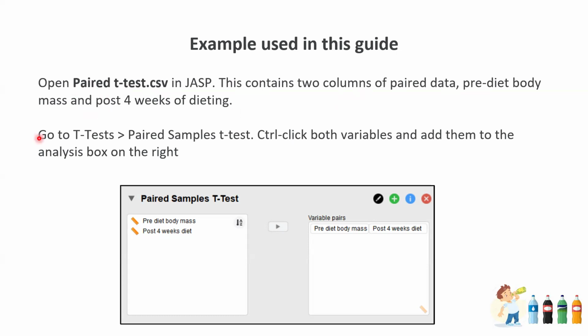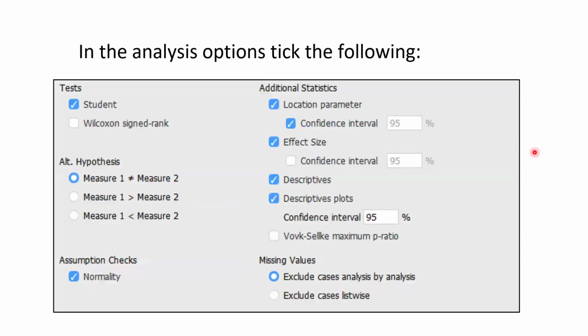Okay. And what will we do when you open it using JASP? We go to t-test, then we choose paired samples t-test under classical. Okay. Then you click both or control click both variables and add them to the analysis box on the right. Okay. So we have the pre-diet body mass and then the post 4 weeks diet. Okay. Now, what are the things that we need to include, okay, so that our JASP output may be able to generate them?